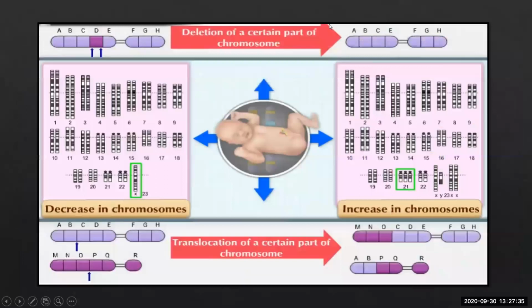You can see in this picture, here there is a decrease in the chromosome number. There are a total of 46 chromosomes in human beings in the form of 23 pairs. Even if there is a decrease of one number, or an increase of one number of chromosome, or there is a translocation of a certain part of a chromosome, or a deletion of a certain part of chromosomes, then it will cause a genetic disorder.